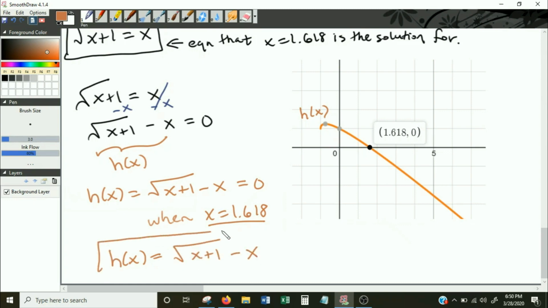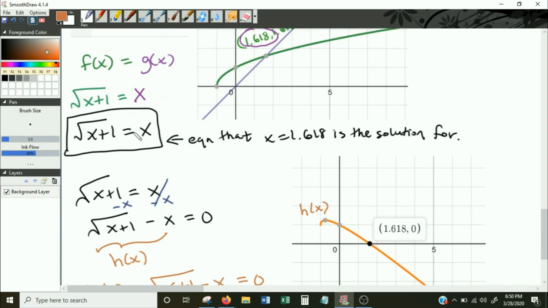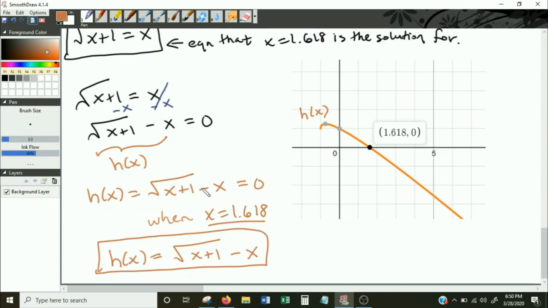Okay? But I think for the problems in 25-2, this is enough. But I wanted to show you that the function that actually has a solution of 1.618 is this function h of x.